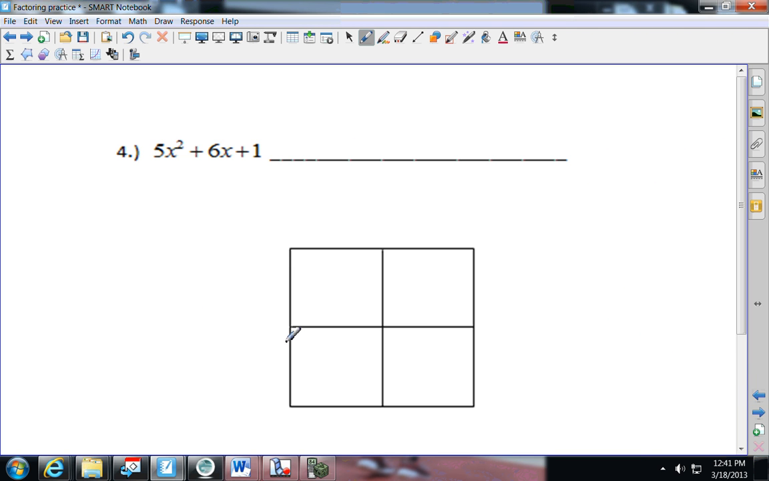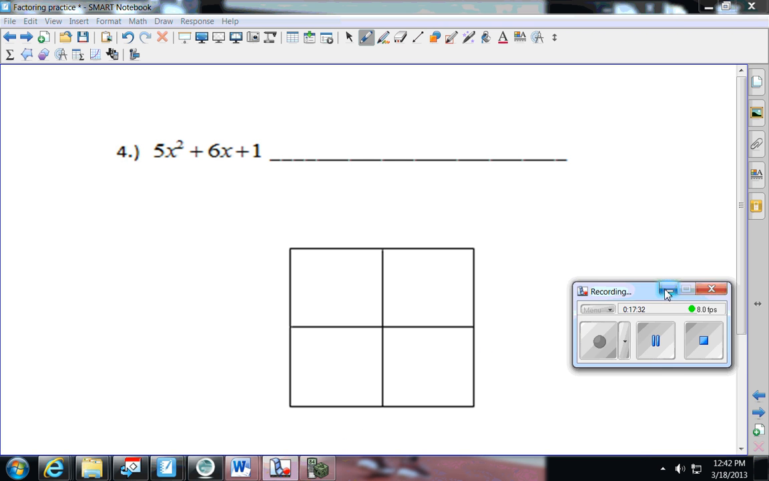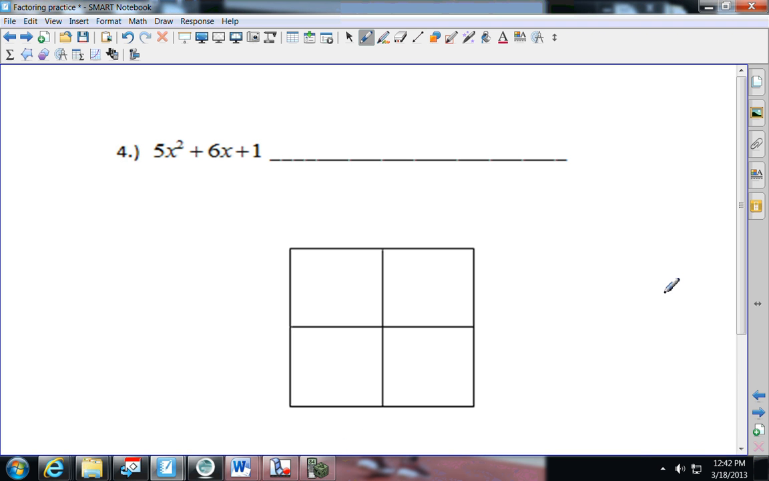Okay, here's the next one. Let's go back to number 4 right now. First thing you want to do is look and see, is there a GCF? Please do that now. All right, first one though, when you look at this, is there a GCF? Is there a greatest common factor? Well, I mean, there is, but it's the number 1.